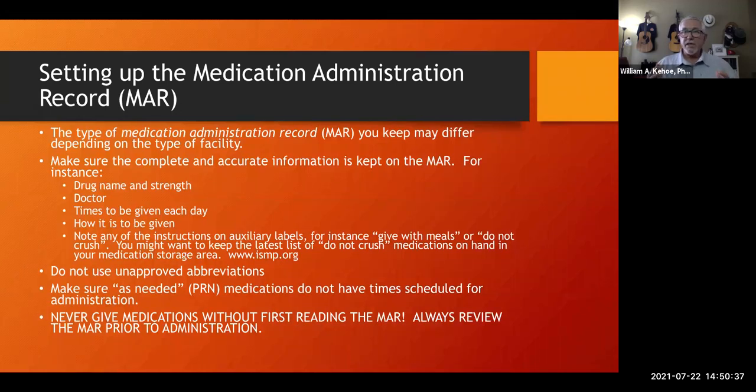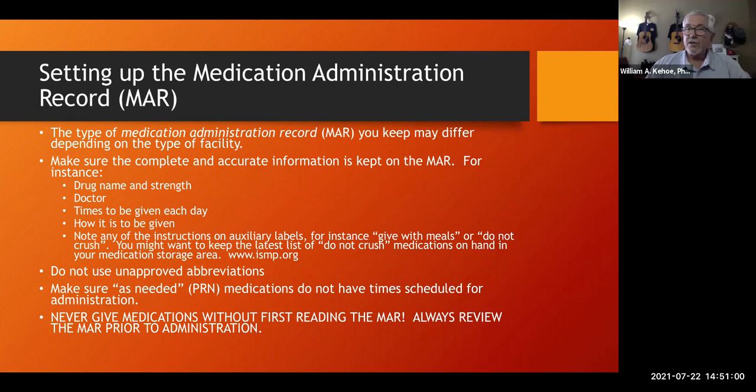Now, there is an example MAR that the state of California has in some of their manuals on medication management of our population of people. And if you want to see that, you can look it up, or you can send me an email and I can send you a link that you can look at for an example medication administration record.